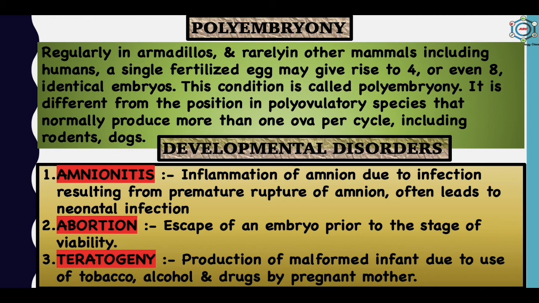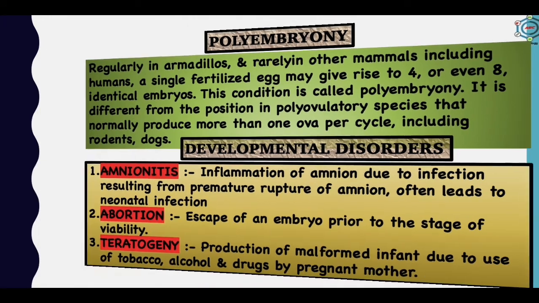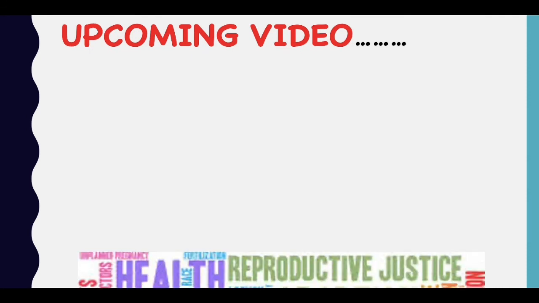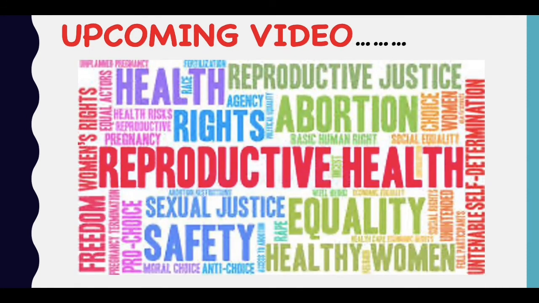So this is the end of the video in which you understand about the fertilization process, implantation, extraembryonic membrane, organogenesis, fate of germ layer, embryonic membranes, placenta, parturition, lactation, twins, polyembryony and the developmental disorders. So the next upcoming video will be on the reproductive health.